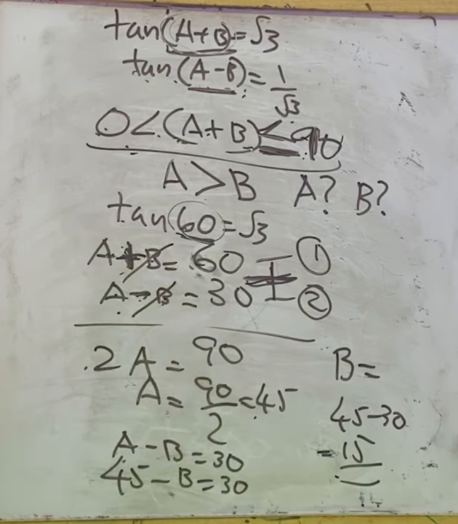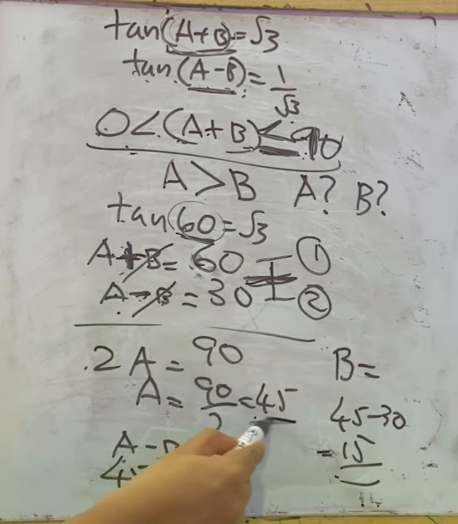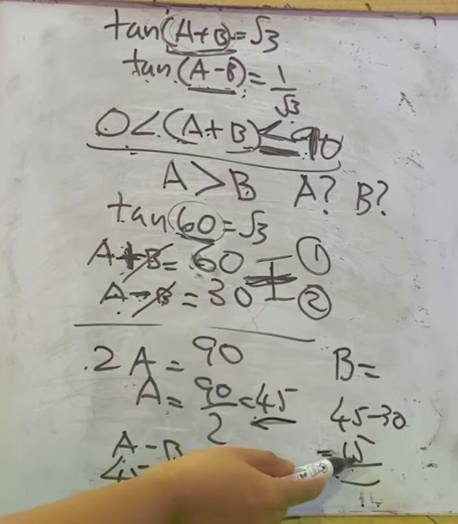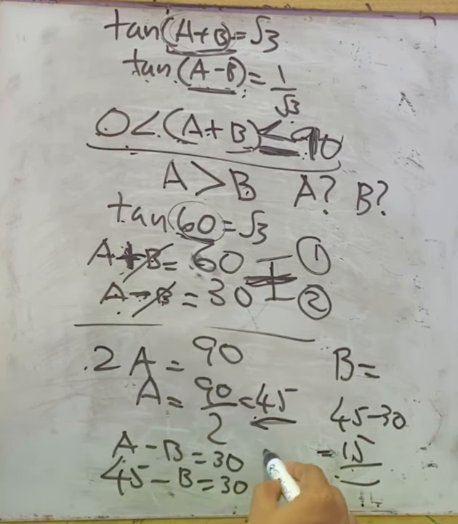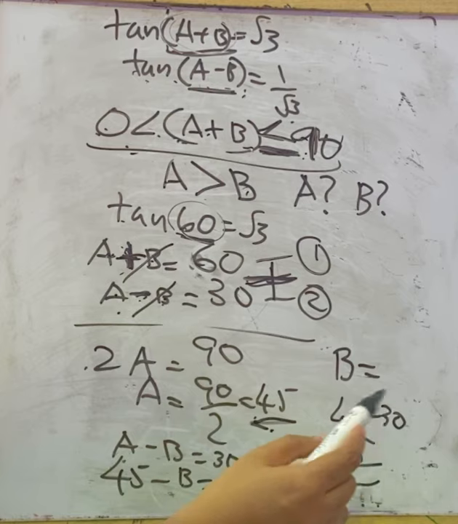Let us check it with the question whether A is greater than B. Yes, A is 45, which is greater than B. B was 15. So the final answer is A is 45 and B is 15.